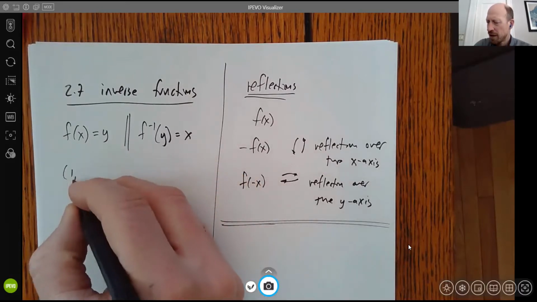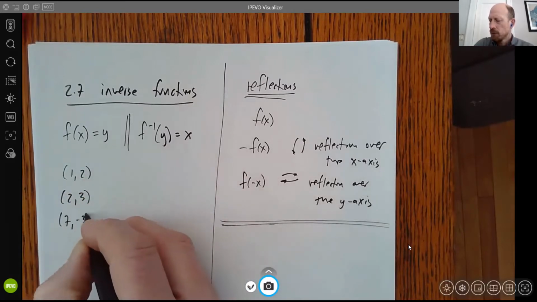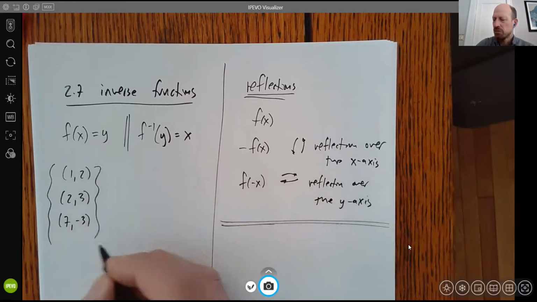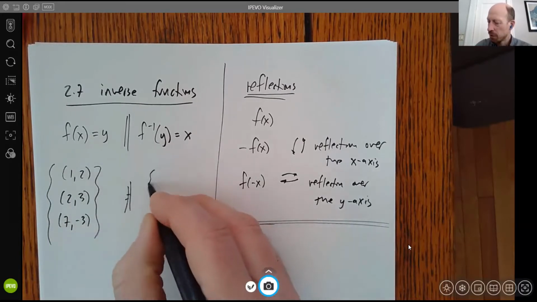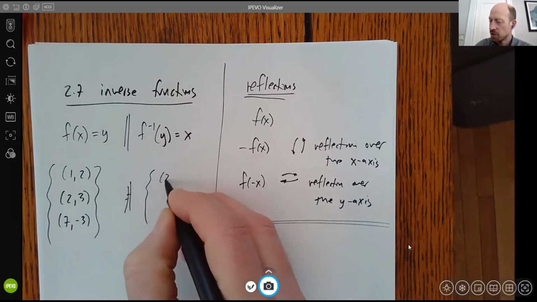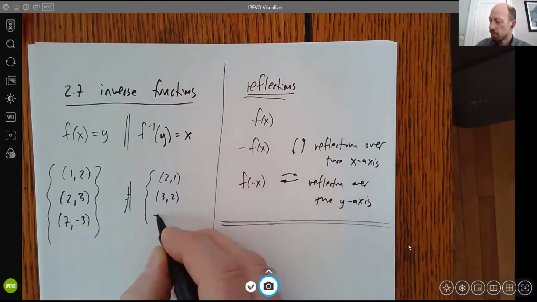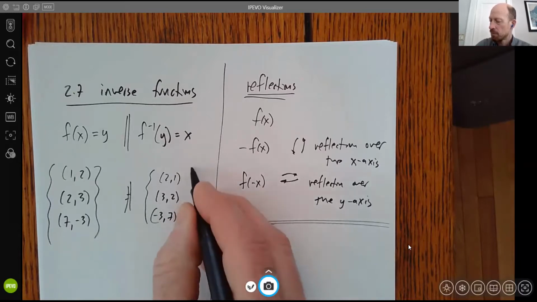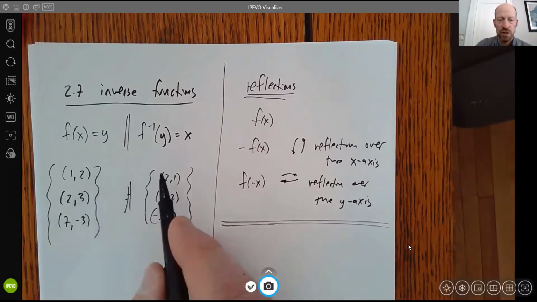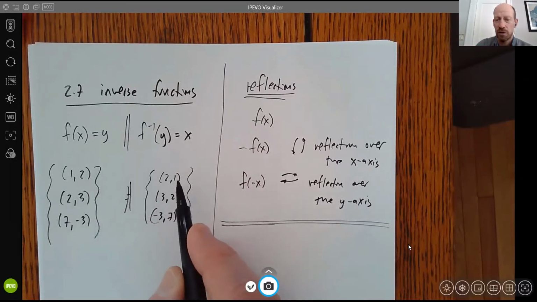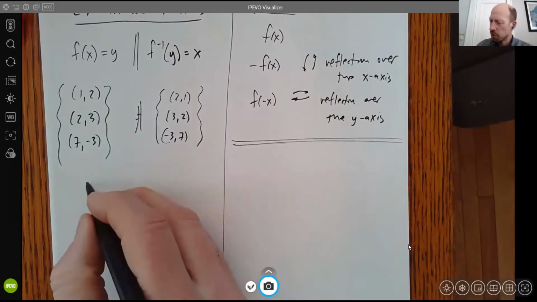So if the function has the ordered pairs, you know, if this is my function, well, then I know my inverse function. It's not equal to, right? But I know the inverse function because I just flip the x's and the y's. So if 1 goes to 2, then the inverse function has to take 2 back to 1, and vice versa. We can also see that when we look on a graph.